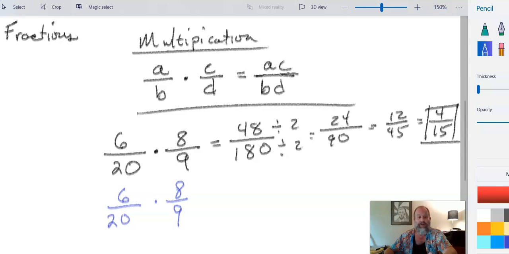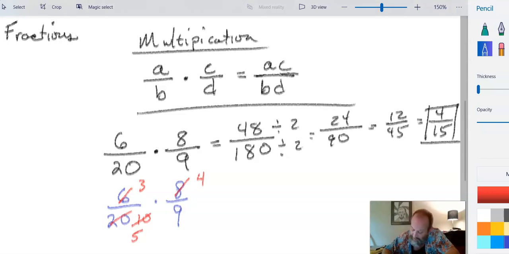So what I'm going to do here is look for anything that's common between any numerator and any denominator, right? So that includes stuff that's inside the same fraction. So like here, 6 over 20 can reduce by 2. So I'm just going to do that here. I divided both of those by 2. Now I'm going to keep looking. 10 and 8 have a common factor of 2. So I'm going to divide that out. I'll divide out that 2, and that gives me a 4.